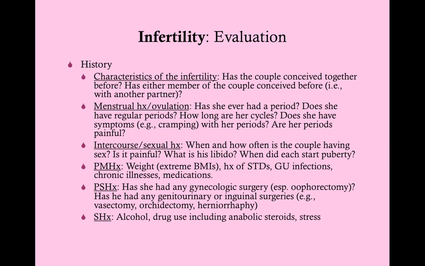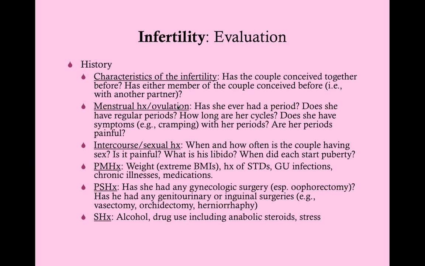If she's mothered children, if she's been able to conceive, but he's never fathered children, then it tells you that it may be him. So you can get some hints from that if one member of the couple has conceived but the other has not.